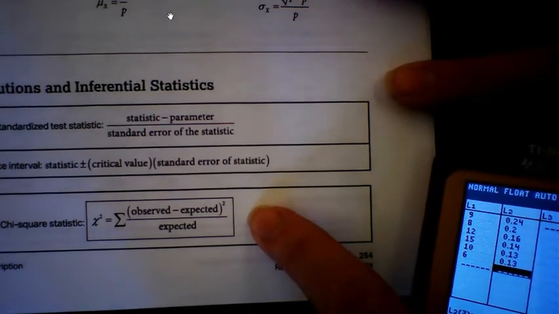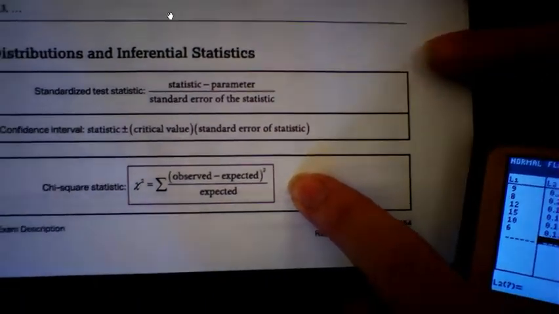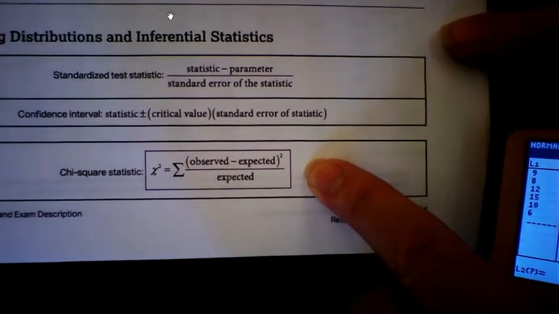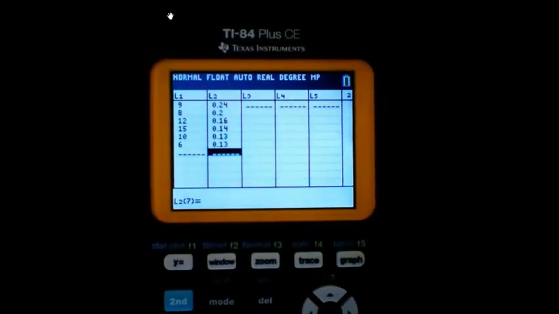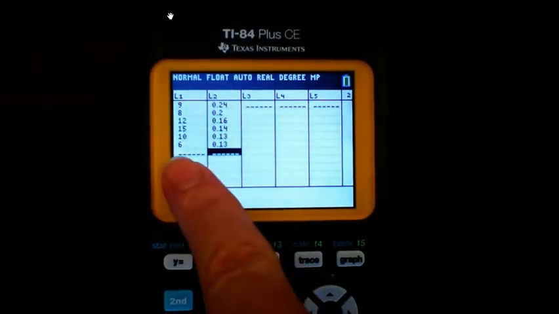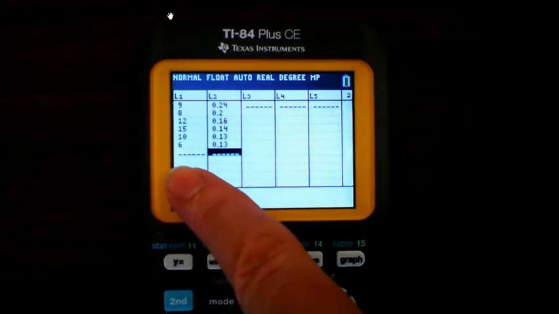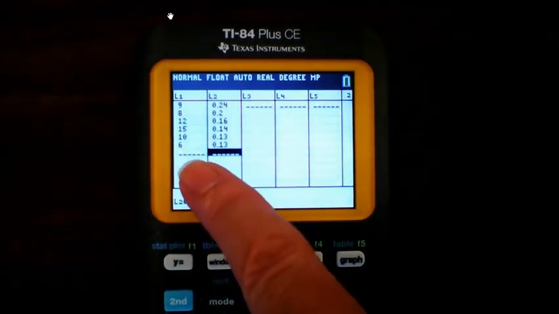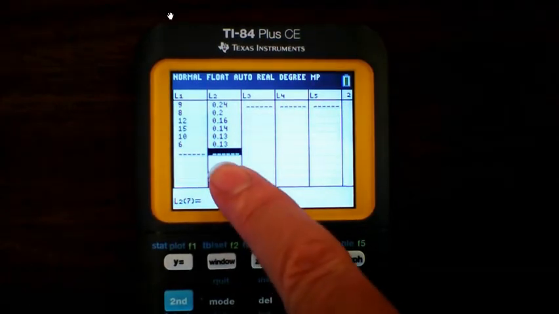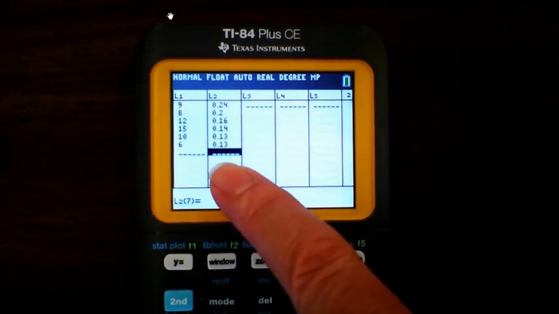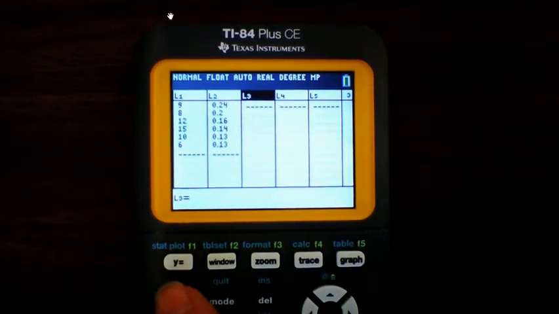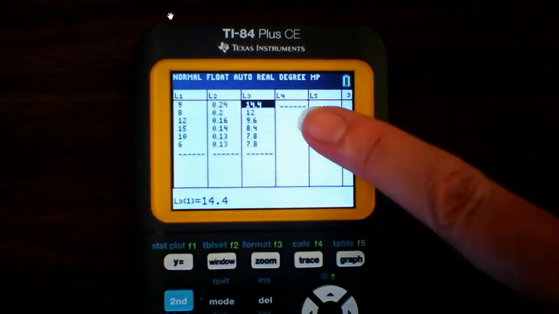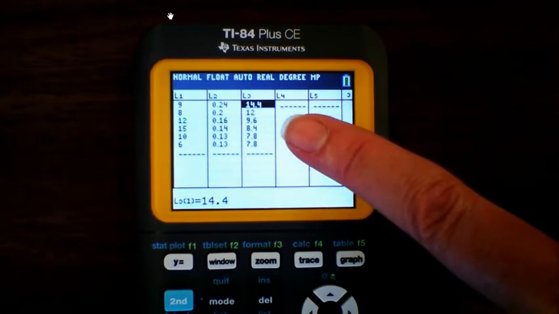Here's a formula sheet where you can see the chi-squared test statistic, the formula for that for each item. Here I have entered into the calculator my observed counts, and I always like to put those in first, just like I do for linear regression. And then here are my expected percentages. But what are my expected counts? I'll go L2 times 60, and you can see that's how I got those numbers really quickly.